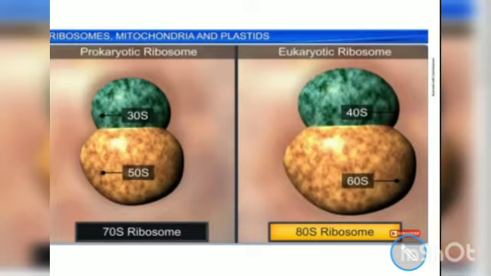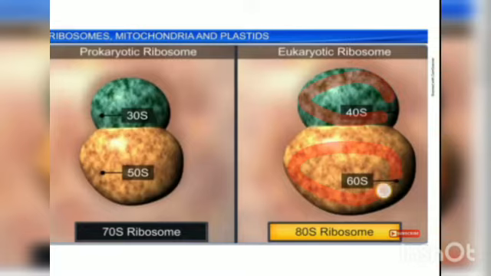And as you know, S stands for Svedberg unit, which is the unit used to describe the size and density of the ribosome. The 80S ribosome in eukaryotes is comprised of a 40S unit and a 60S unit. Look at it, 40 plus 60 is 100, but the 40S unit remains partly embedded inside the 60S unit, so the total density of that ribosome is 80S.